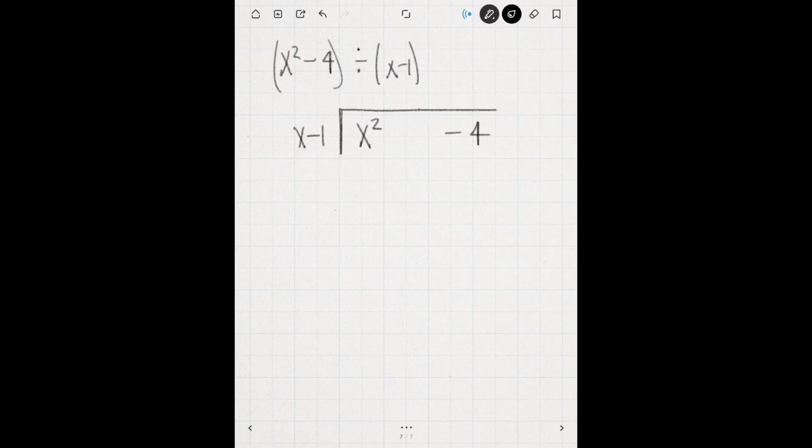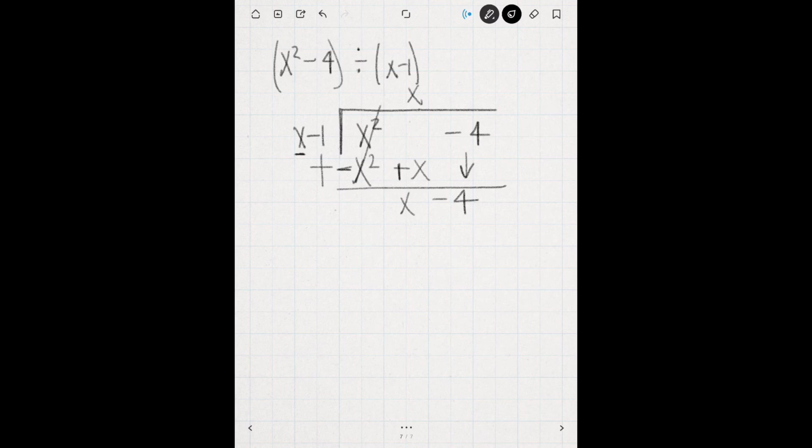So I start over again. I start here. X times what is equal to x squared? Well, x times x. Now notice where I write it. I write it over the spot where my x's go, even though I don't have any here. I still write it in the spot because that's where my x's are. So x times x, here I do here times here, and here times here. Okay, so x times x is x squared. X times negative 1 is negative x. I add the opposite. These cancel out, this becomes x, and I bring this down, minus 4.